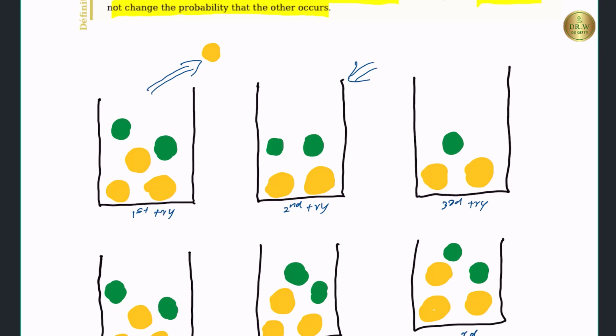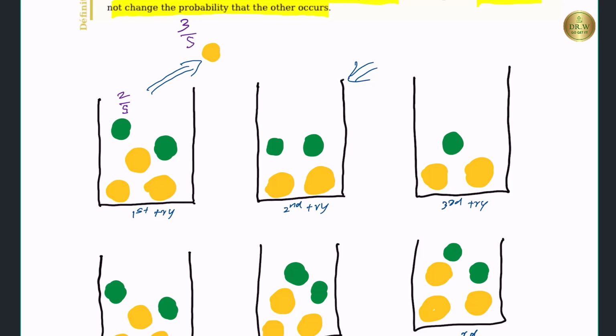Now go back to the first one. What is the probability of having a yellow ball? The total is 5, and we had 3 yellow balls, so 3 out of 5. And what is the probability of having the green color? 2 out of 5, right? For the green color, it should be 2 out of 5.